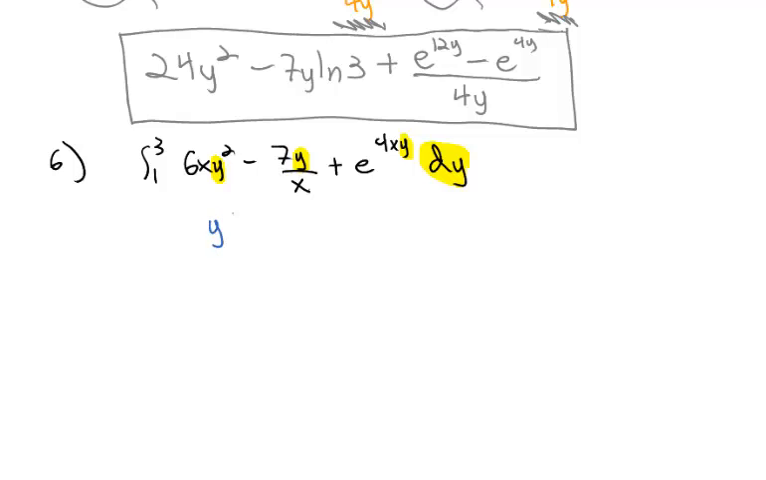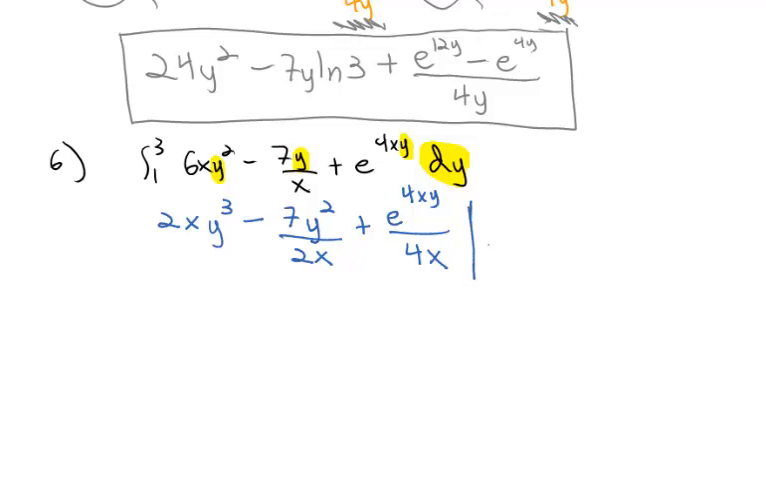So the antiderivative of y squared is y cubed divided by 3, leaves behind 2x, minus the antiderivative of y is y squared divided by 2 with the constant, so we have 7 over 2x, plus e to the stuff is e to the stuff, divided by the coefficient, which in this case is 4x, and we're going to integrate from 1 to 3, but these 1 to 3's we need to know are equal to y. 1 and 3 are this time being entered into y, not the x.